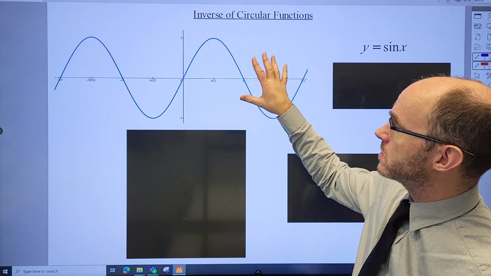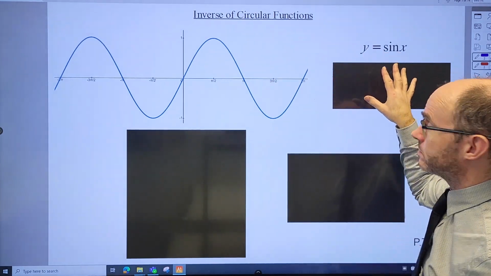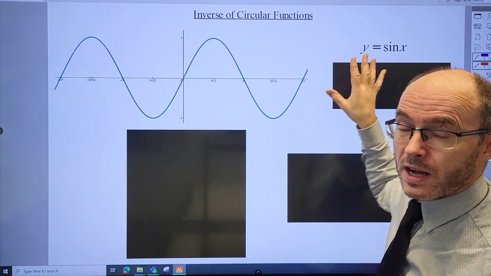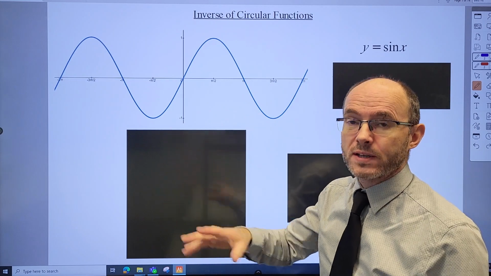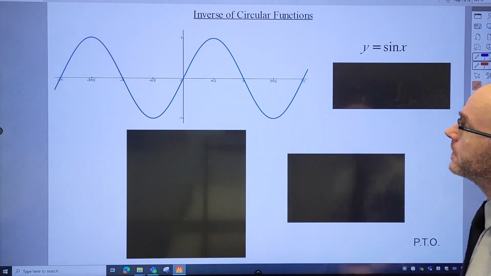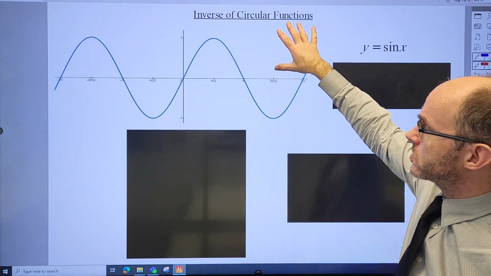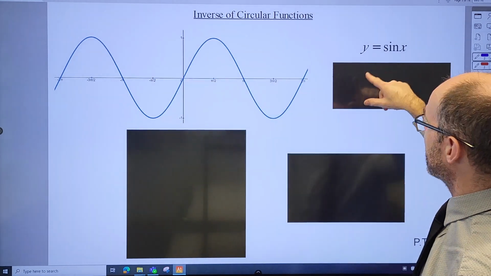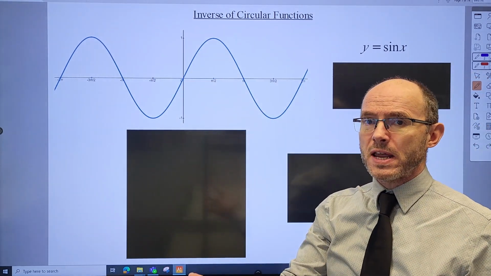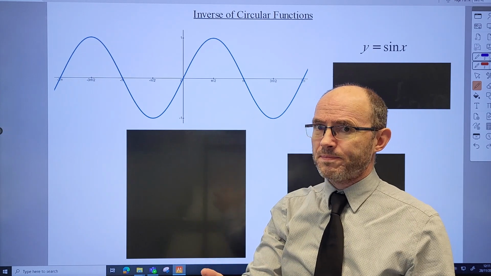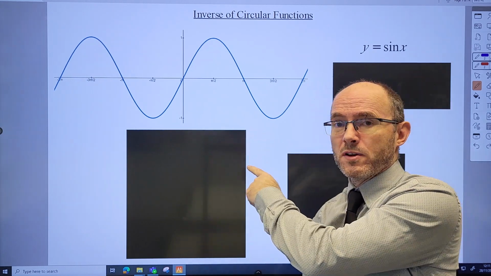So I'm going to talk you through how to find the inverse of sine x as a graph, how to draw the graph of the inverse of cosine x and the inverse of tan x as well. Okay? So for the inverse circular functions, this is the graph of y equals sine x. Now, to find the inverse, we've got a problem because this is not a one-to-one function.